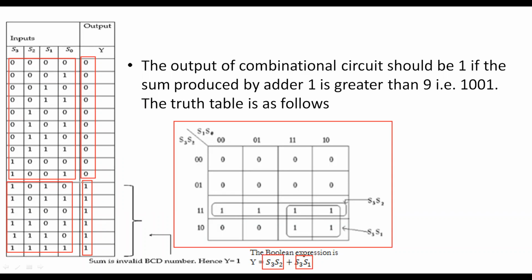We first check whether the sum is greater than 9. Every time we check, if the sum is greater than 9, therefore I am going to add a 6 to the intermediate sum. See how we are going to perform this in the circuit diagram. If you look at the circuit diagram, you will get clarity.